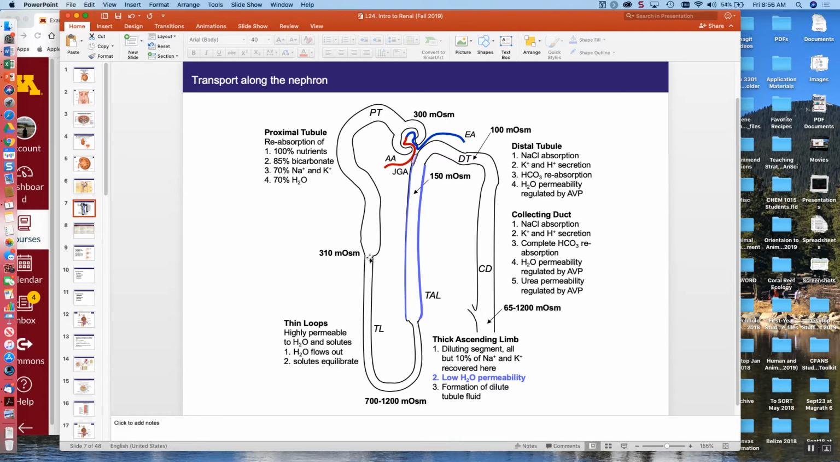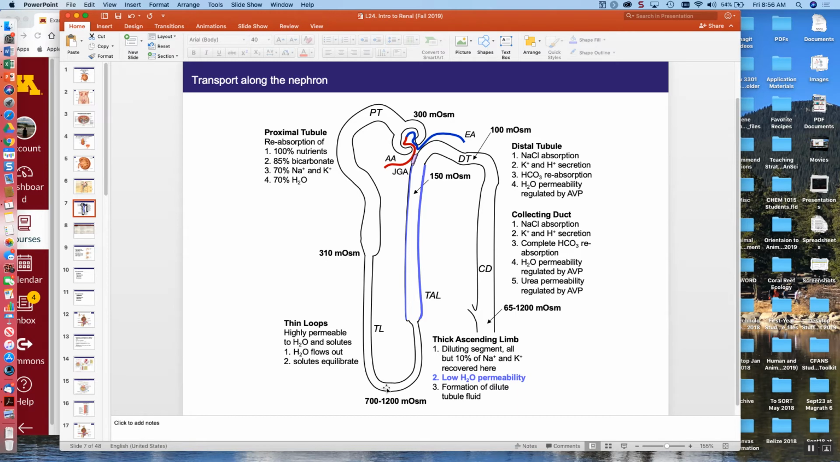As the fluid encounters a more hyperosmotic environment, it's going to flow out of the nephron, and solutes are going to flow into the nephron, right? This is very highly permeable to both water and solutes. Water's going to flow out and solutes are going to equilibrate. They're going to move in and out until it's about the same inside and outside. So here in the nephron, it's about 1,200 milliosmoles, very concentrated.